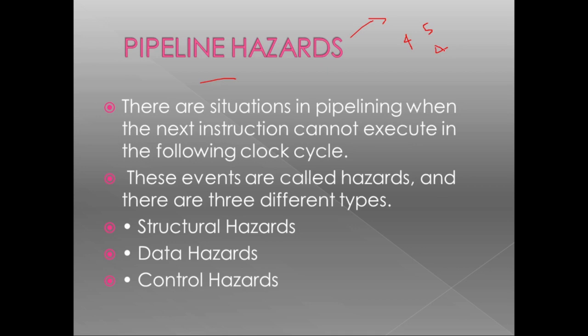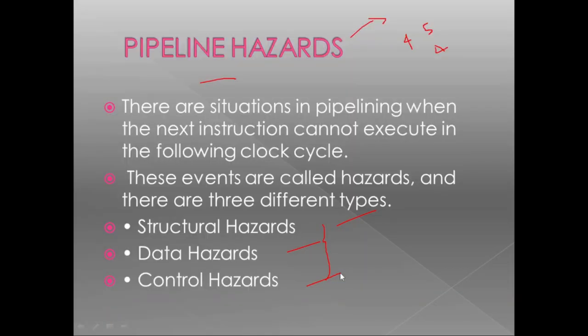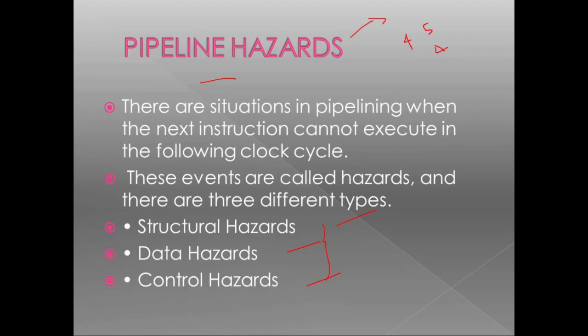How do hazards occur? Pipeline hazards are usually classified into three types: structural hazard, data hazard, and control hazard. First is the structural hazard. What is meant by structural hazard? The problem occurs because of insufficient hardware resources. If the processor faces insufficient resources, the structural hazard will occur.